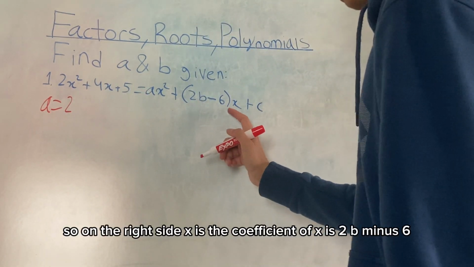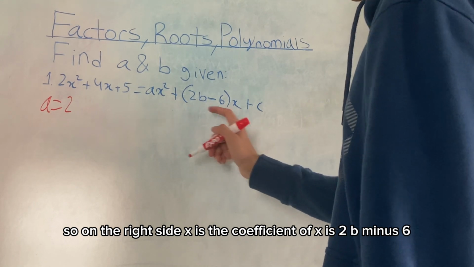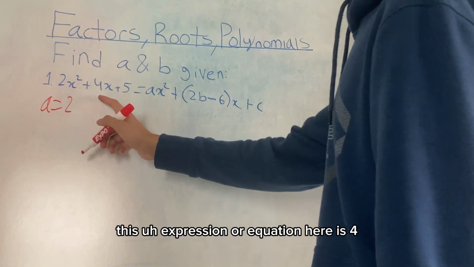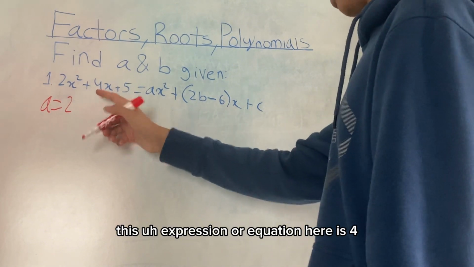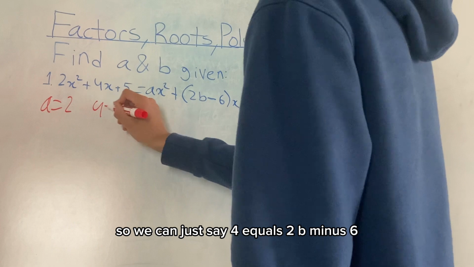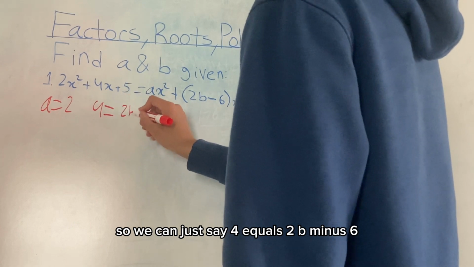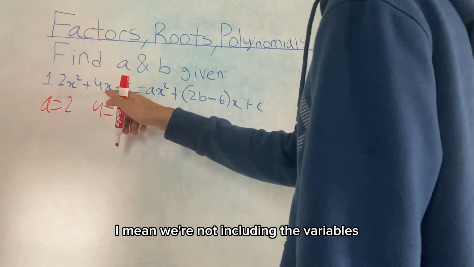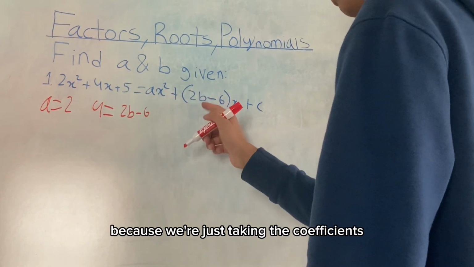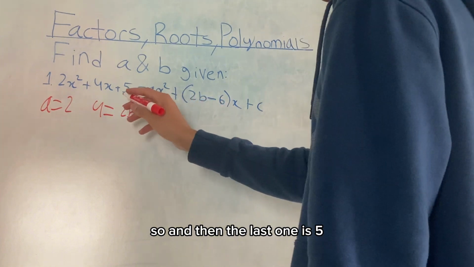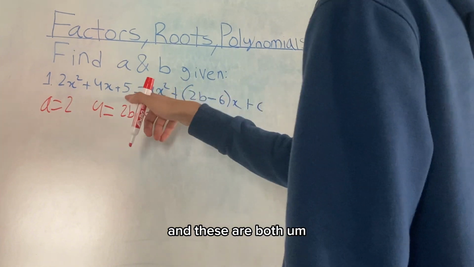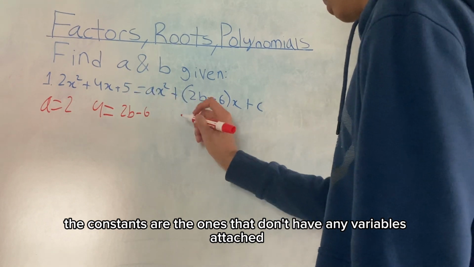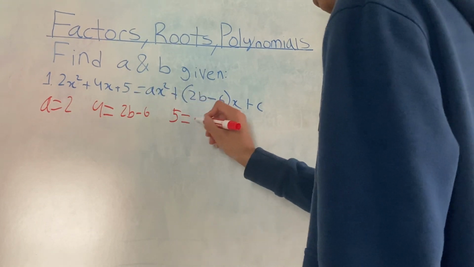So on the right side, the coefficient of x is 2b minus 6, and the coefficient of x in this equation here is 4. So we can just say 4 equals 2b minus 6. We're not including the exponents or the variables, because we're just taking the coefficients. And then the last one is 5, and these are both the constants, or the ones that don't have any variables attached. So we can just say 5 equals c.